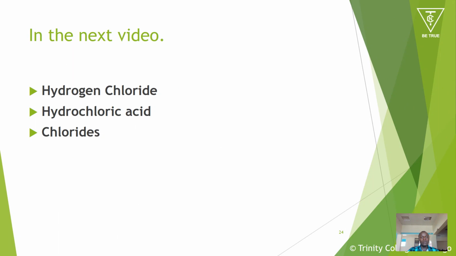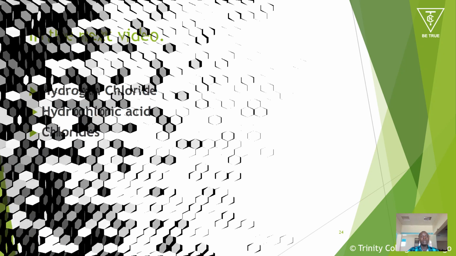So in the next video, I'll be explaining hydrogen chloride, because it does not mean that chlorine and these compounds are done. We still have other compounds of chlorine, and that is hydrogen chloride, hydrochloric acid, and also the chlorides, for example, sodium chloride. So in the next video, we shall elaborate more about that.